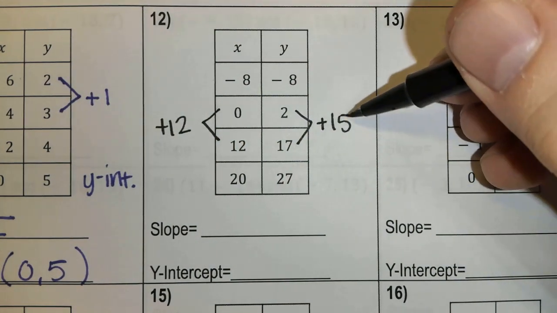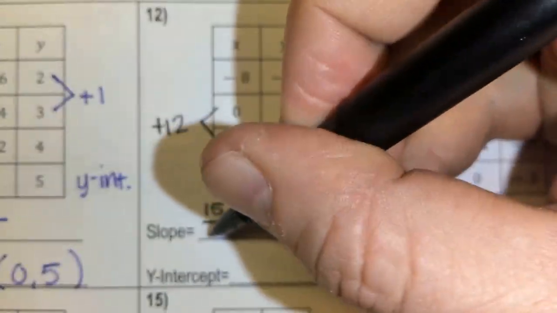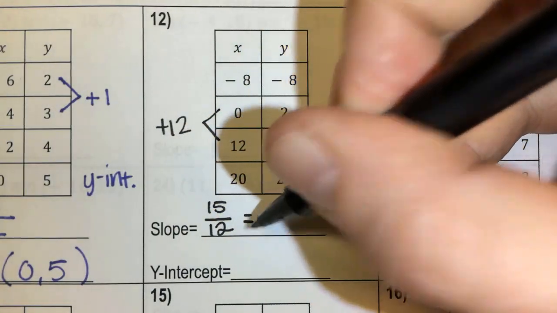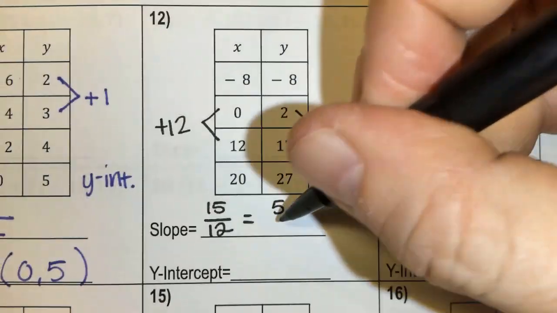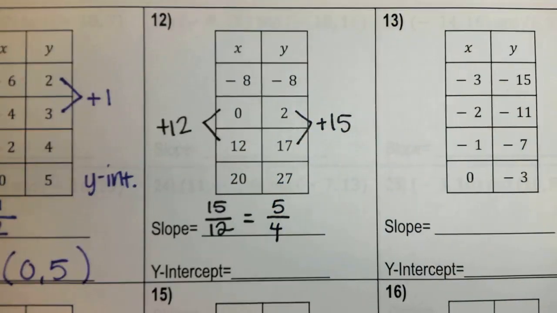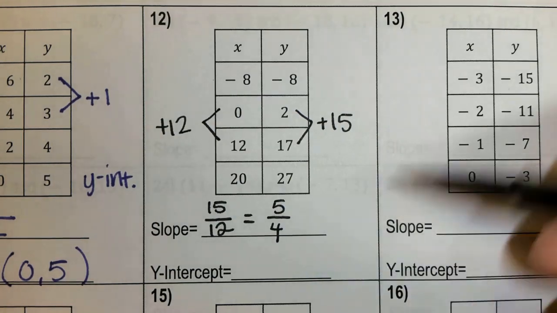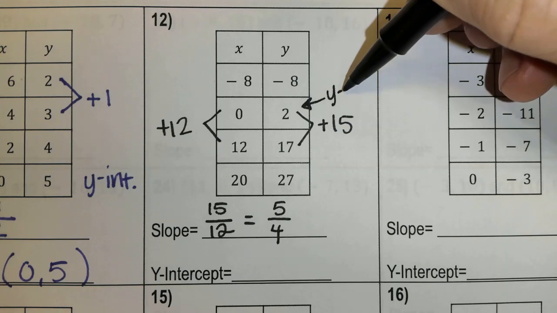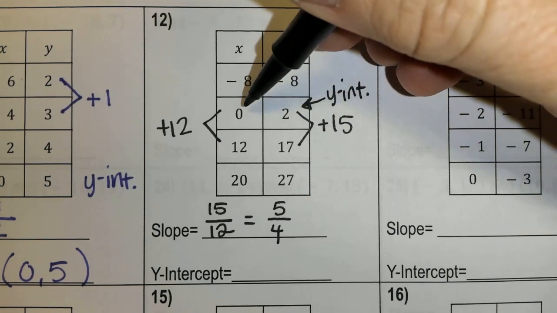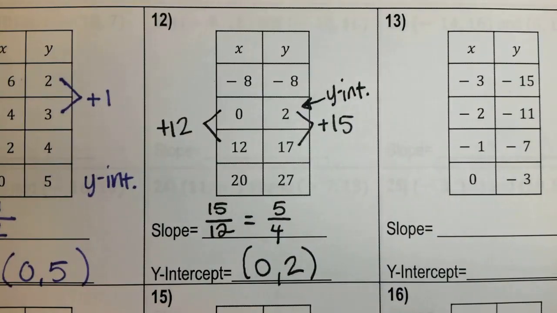Okay, so my slope is my change in y over change in x, so 15 over 12. And I can divide each of those by 3, so I can reduce, and you get 5 over 4. Okay, so my slope is 5 over 4. And then y-intercept is right here, because x is 0, so y is 2. So I have 0, 2. And that's it for that question.